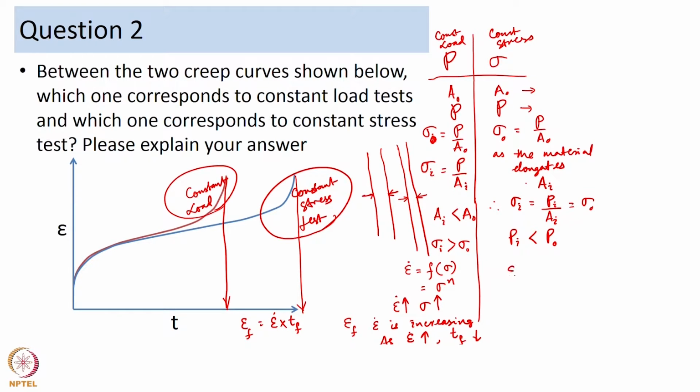Because you are reducing the applied load and keeping the stress constant, epsilon dot is again equal to some function of stress, say sigma to the power n. Since sigma is constant, epsilon dot is going to stay constant till a point. And since epsilon dot in a constant stress test is going to be lower than in a constant load test, the time to failure in a constant stress test is going to be greater than the time to failure in a constant load test.